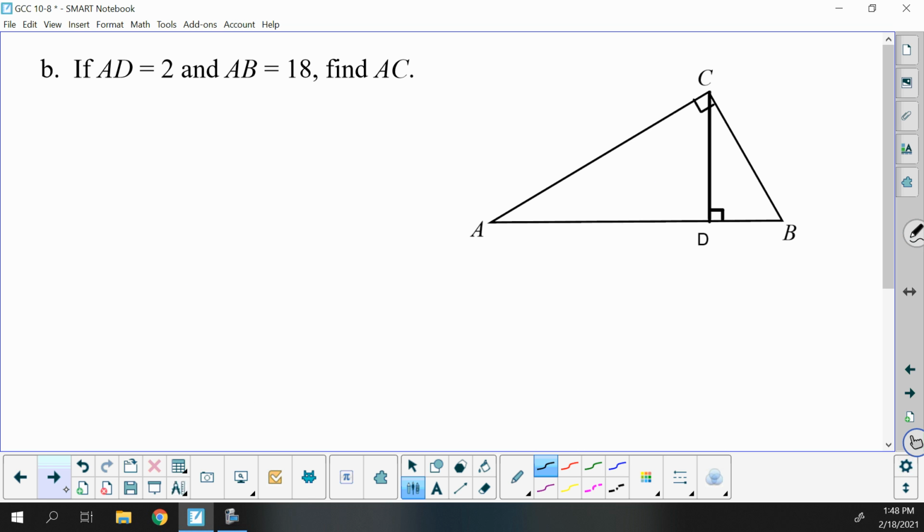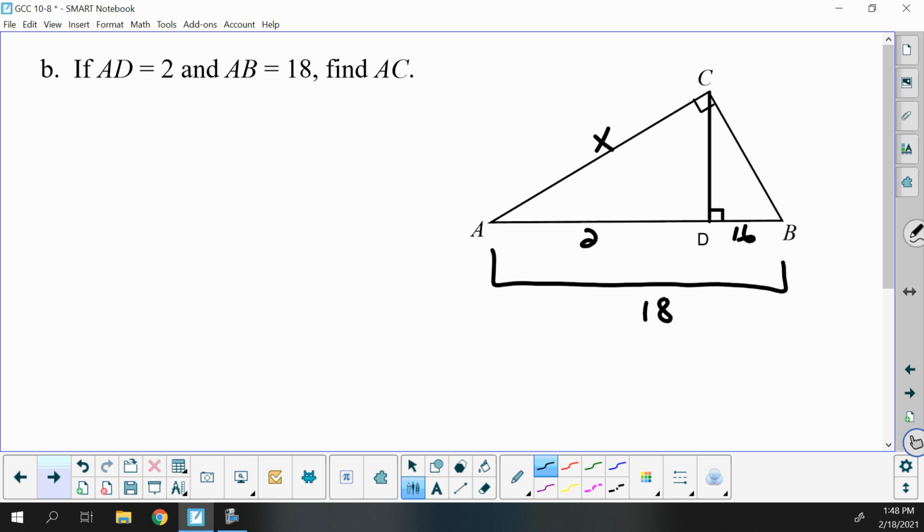Moving down to the bottom, we have that AD is 2. AB, the whole thing, is 18. So that means that we can conclude that this is 16. And we want to find AC, so we'll call that x. So keep in mind these might not be drawn to scale.